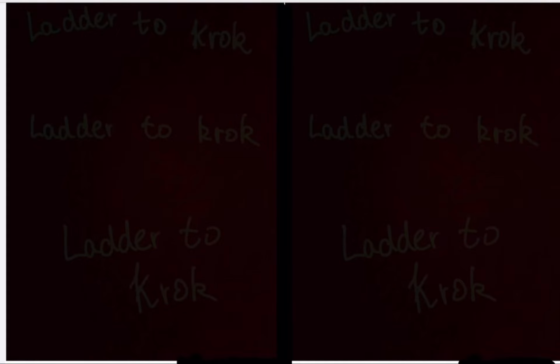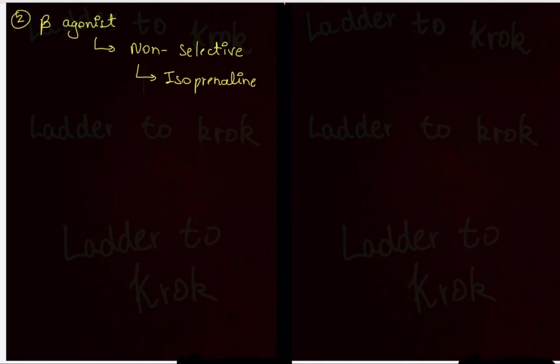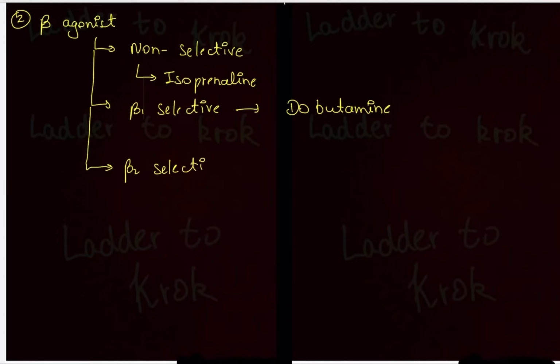Now in directly acting, the second one is beta agonist. The first one, non-selective, will activate beta 1 and beta 2 together. Example is isoprenaline. The second one is beta 1 selective. The beta 1 selective drug is dobutamine. Remember this one, dobutamine.